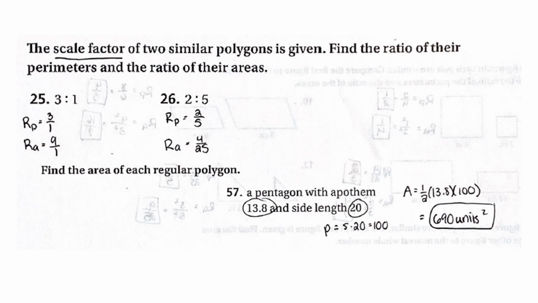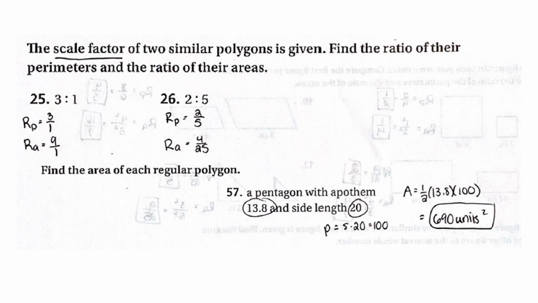So next is number 25 and 26. The scale factor of 2 similar polygons is given, and you just want to find the ratio of their perimeters and the ratio of their areas, which should be really fast, right? Ratio of the perimeters is just going to be exactly the same as the scale factor, and then the ratio of the areas, you'll just square it, right? So you could also write this one as just 3 and 9, since it's divided by 1, and then 2/5 squared turns into 4 over 25.